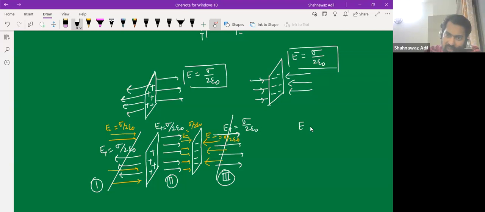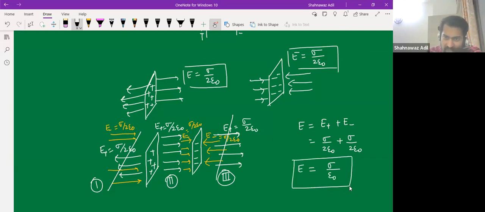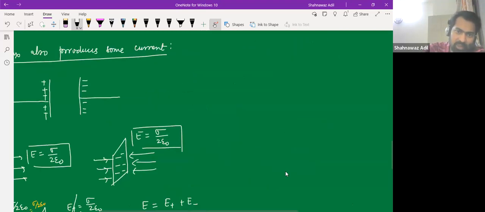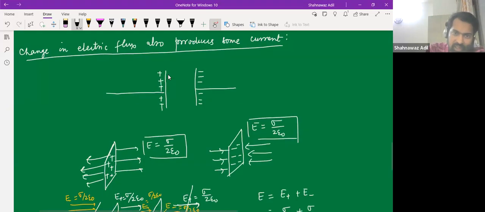So the total electric field would be the adding up of these two, E plus and E minus. So this is sigma by 2 epsilon naught plus sigma by 2 epsilon naught. This would be half plus half, so this is 1. So now this is the electric field inside the plates, and the direction you already know. The direction is in this direction, right?